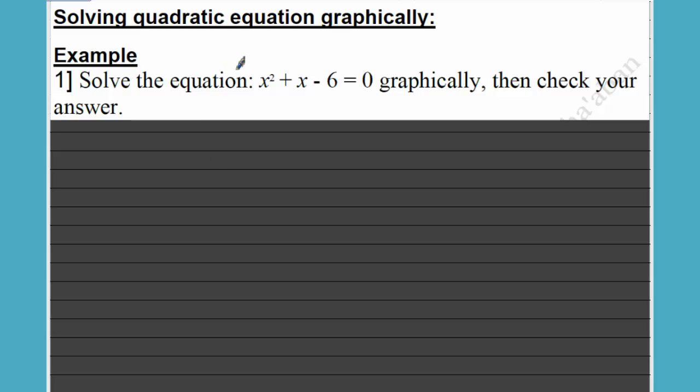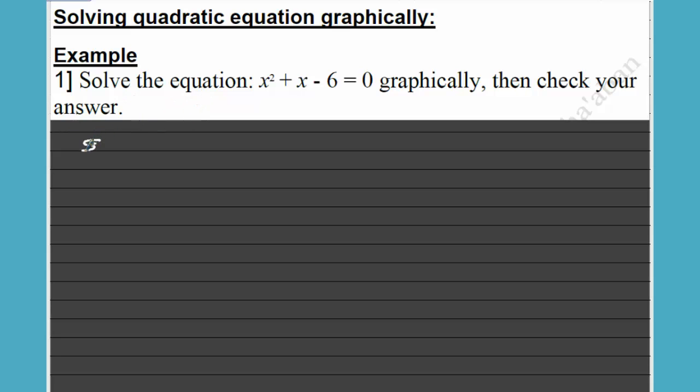Solving quadratic equation graphically. Example 1. Solve the equation x squared plus x minus 6 equals 0 graphically. Then check your answer. So to solve this equation graphically, we must construct a table, and we will start from getting the vertex of this curve.